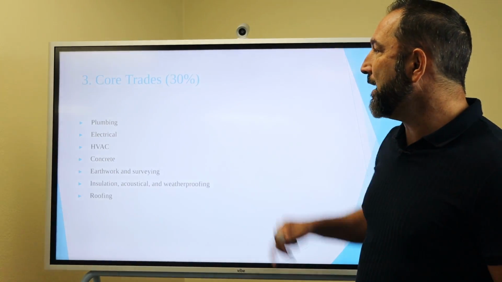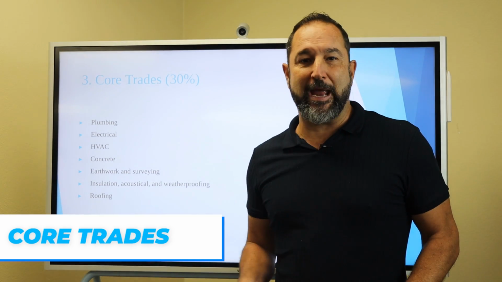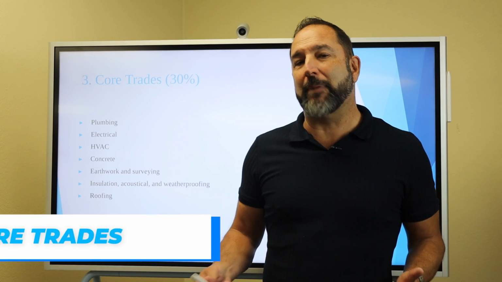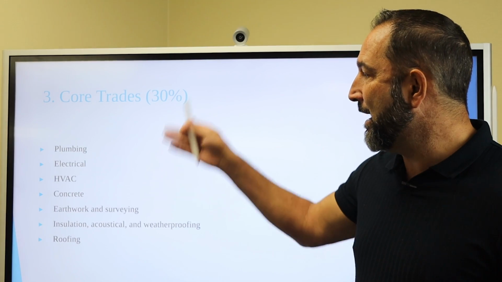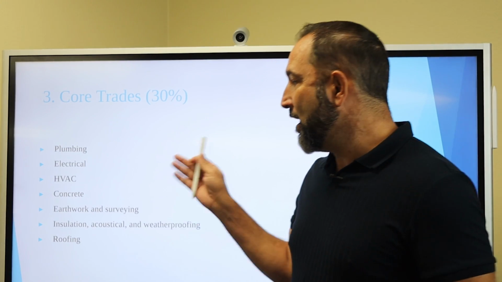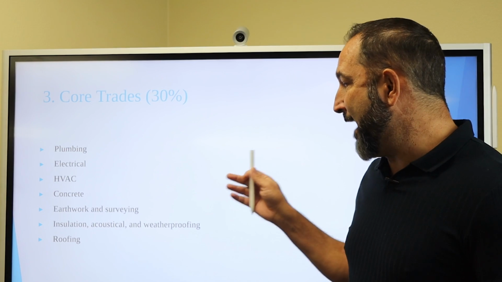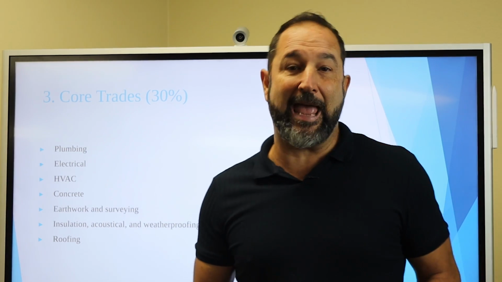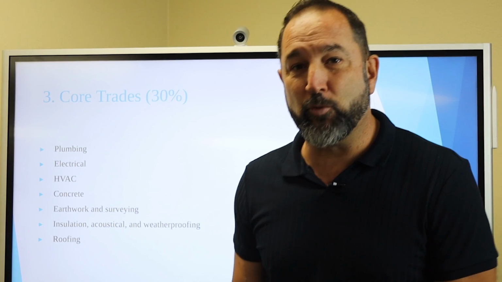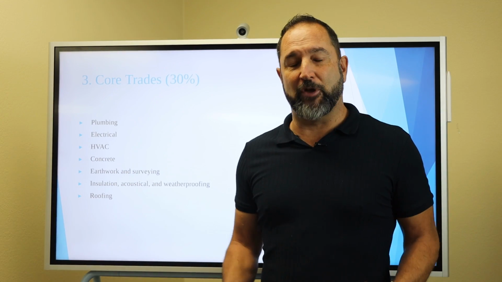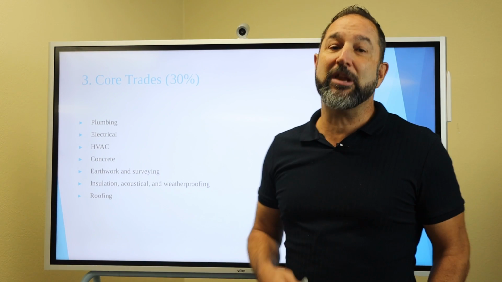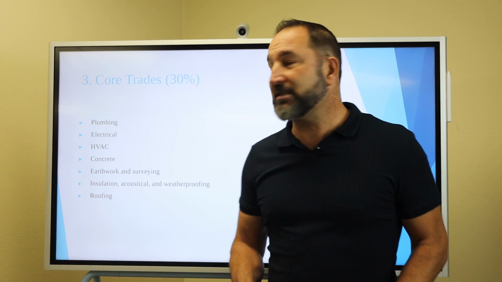Now, number 3 is the core trades. Well, obviously, if you're getting a general contractor's license, you know a little bit about everything. You need to know about plumbing, electrical, HVAC, concrete, earthwork and surveying, insulation, acoustical and weatherproofing, and finally, you have to know roofing. Well, we go over all of those in our course. Now, that particular section makes up 30% of the exam, as you can see there.